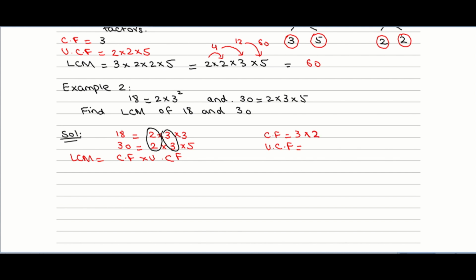And uncommon factors are 3 and 5, because 18 has 3 but 30 does not have another 3, and 30 has 5 but 18 does not have 5. So 3 times 5. Now we will multiply them to get the LCM. In order, 2 times 3 times 3 times 5. 2 times 3 gives you 6, 6 times 3 gives you 18, and 18 times 5 gives you 90. So the LCM of 18 and 30 is 90.